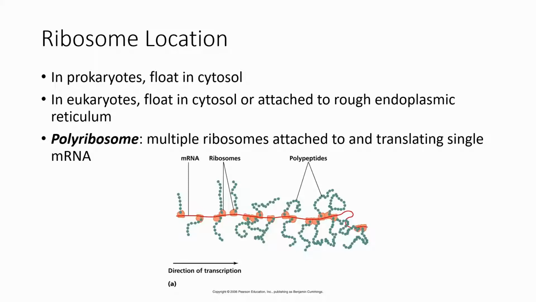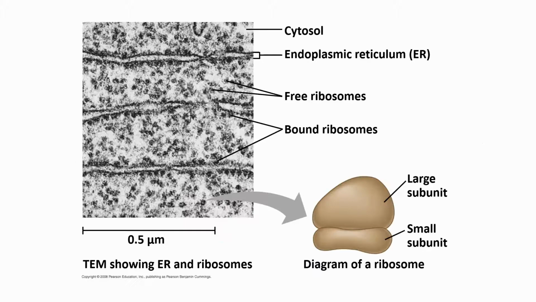This means that you can use one mRNA to make 20, 30 copies of a protein all at the same time, which makes it much faster. You don't have to wait for an mRNA to feed through one ribosome before you can use it to make another protein. So here's just showing you some ribosomes that are attached to rough ER in this electron microscope image.